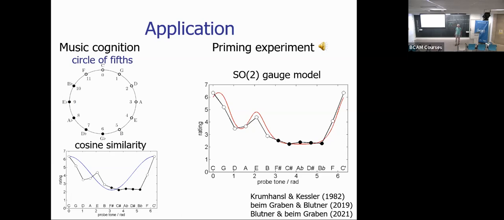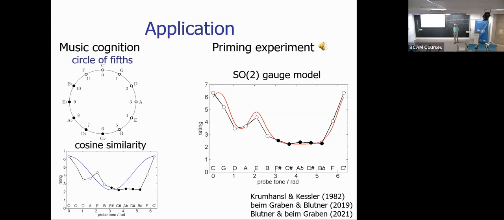And what is quantum here? We interpreted this cosine similarity function as a wave function defined over the circle of fifths. We took the square modulus of that, translating the wave function into a probability according to the rules of quantum physics. Interestingly, the result plotted here indicates a kind of incoherent superposition of the three states associated with the tonic triad. But even more important is that we now get a very good fit. The correlation is 0.99.